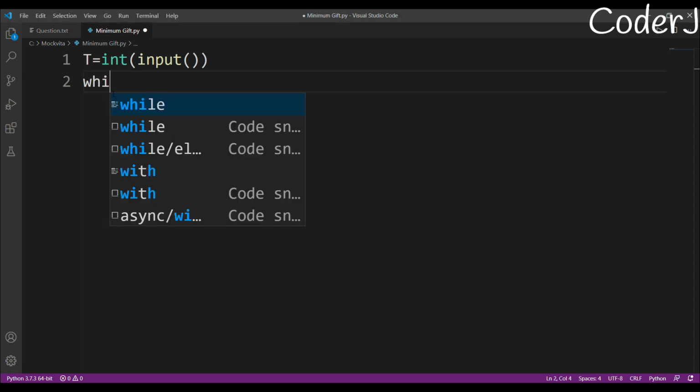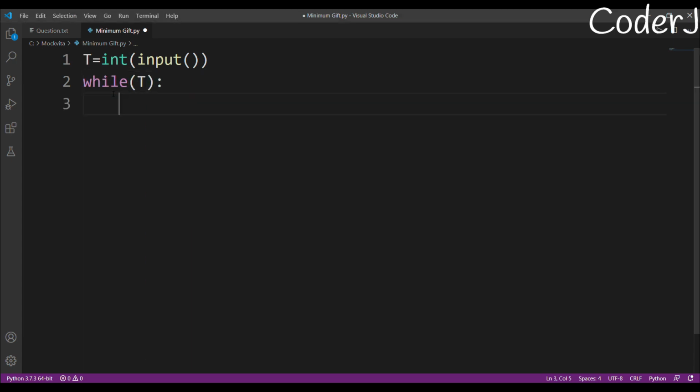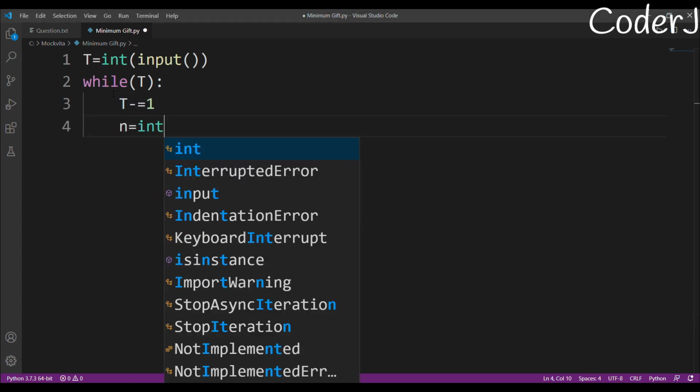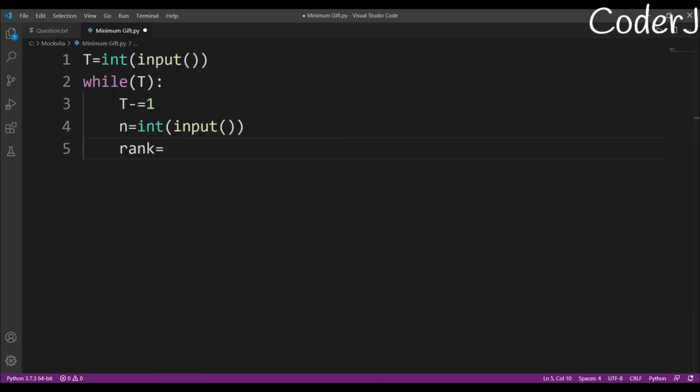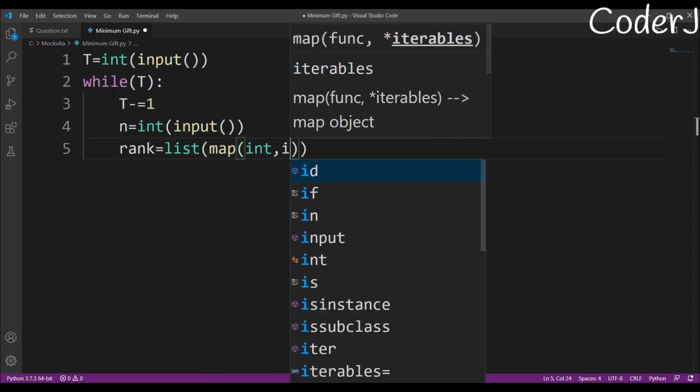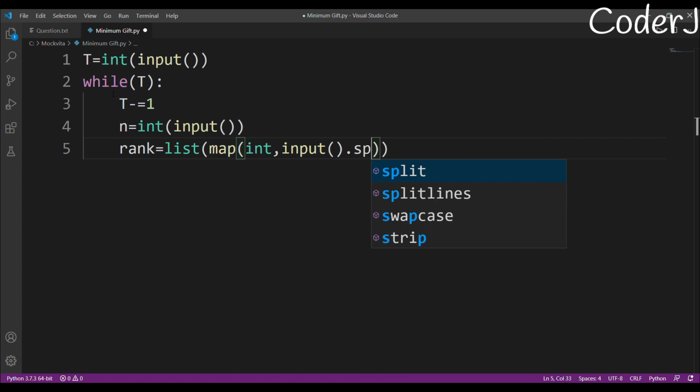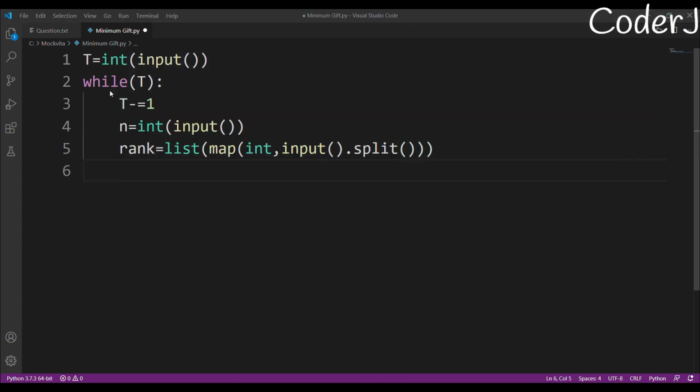Very simple. So till the time t, and after that I just decrease the value by 1. Now I'll take the number of employees that I had, and after that I'll take my rank in the list, I'll map them. I'm just taking the inputs, int input and dot split. So done. I'll just create a 1D list in which I'll store the number of gifts. I'll just give everyone one gift since it's mandatory.